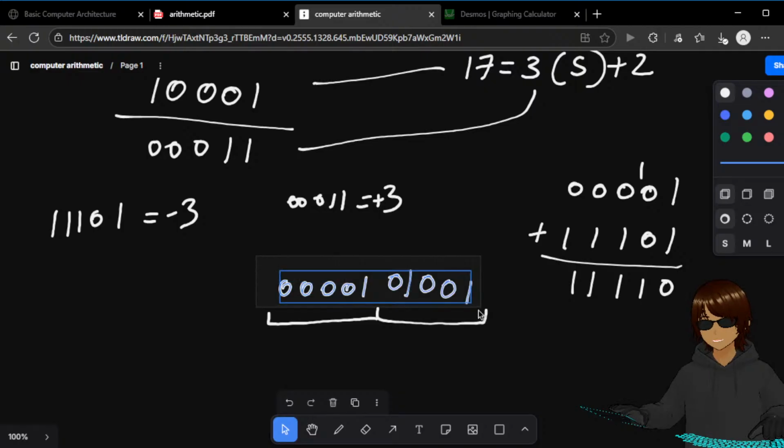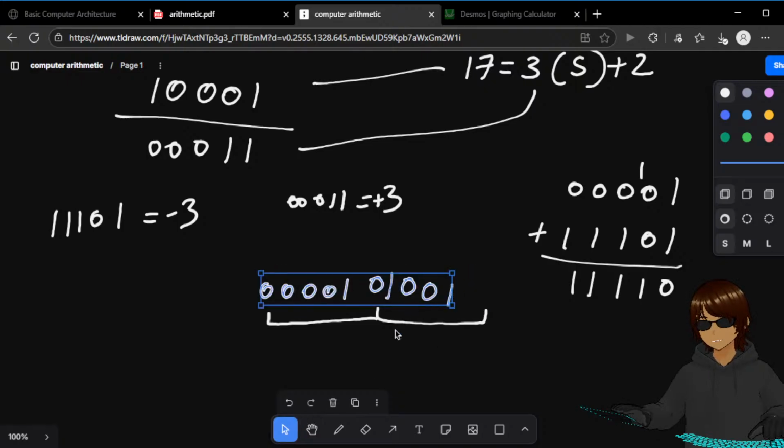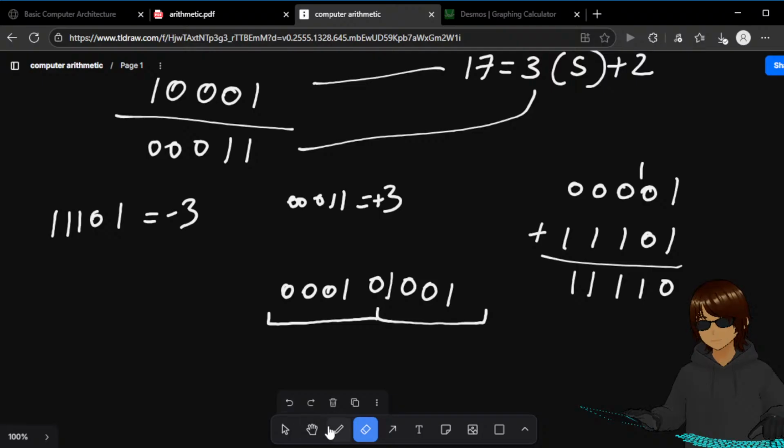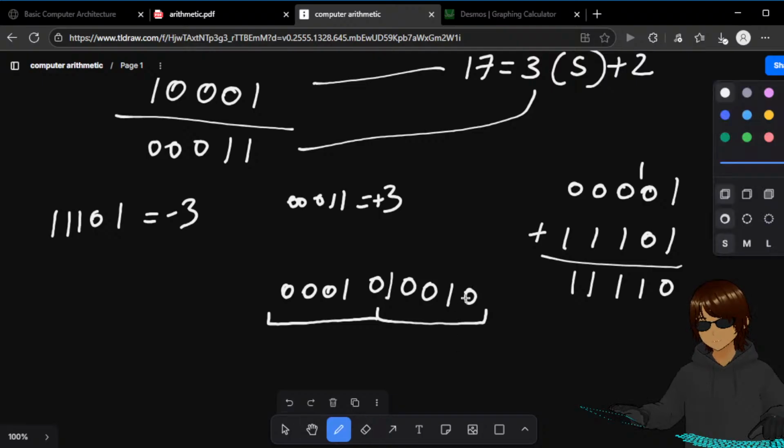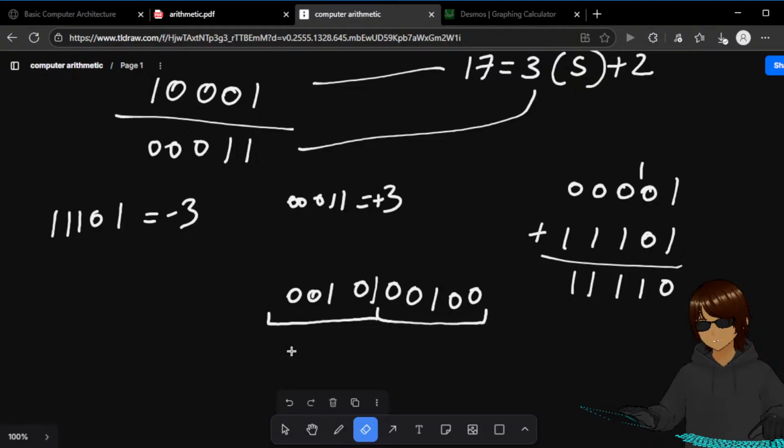So if this gets left shifted one more time, so 1 0 is here, this is 2. Nothing happens. Left shift. Bring 1 here. This gets deleted.